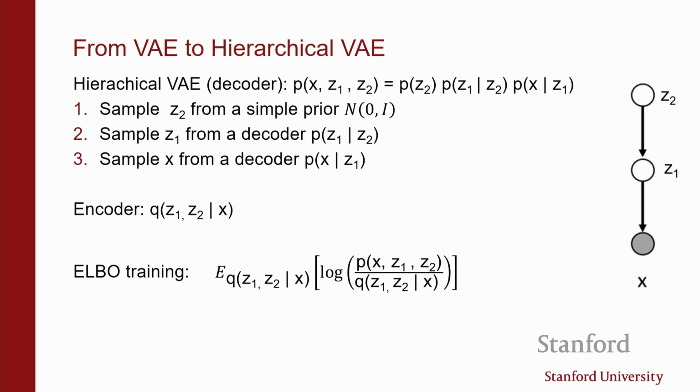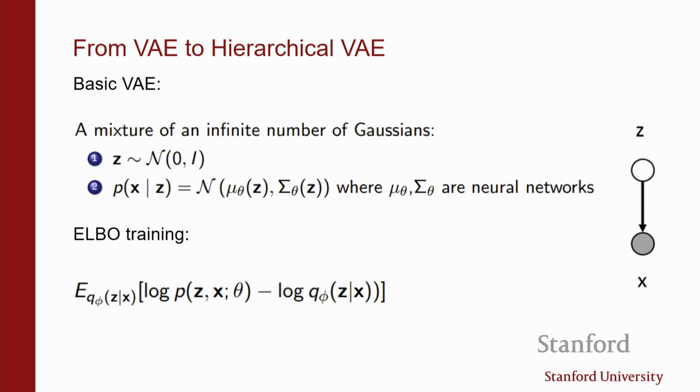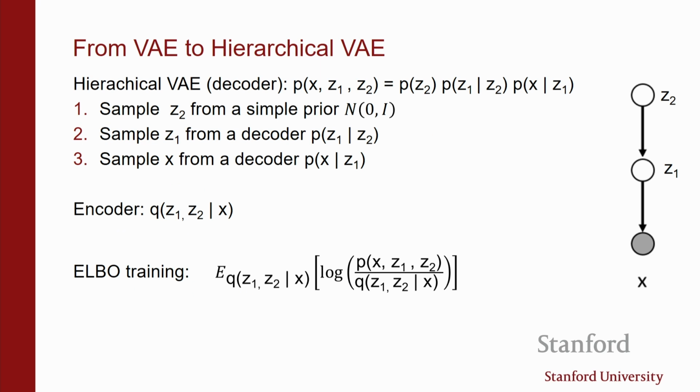What we have here is a hierarchical version of the vanilla VAE. If you replace this single latent variable z with two latent variables, you get something that looks like this, where the generative process starts by sampling z2 from a simple prior, and then passing it through a first decoder to generate z1, and then another decoder to generate x. The joint distribution is just the product of the prior over z2, the first decoder, and then the second decoder.